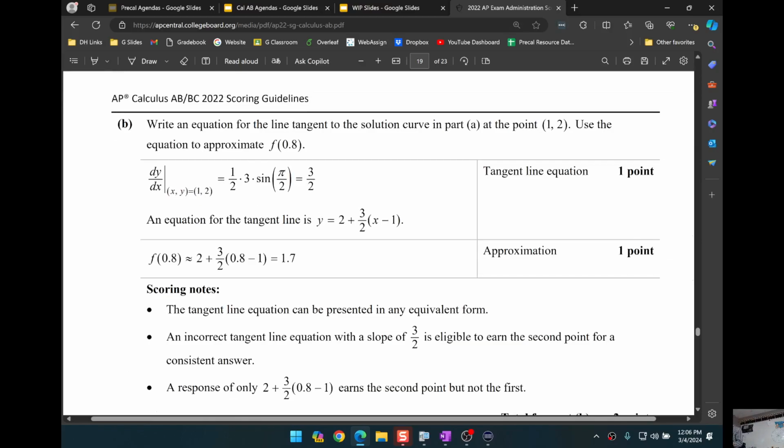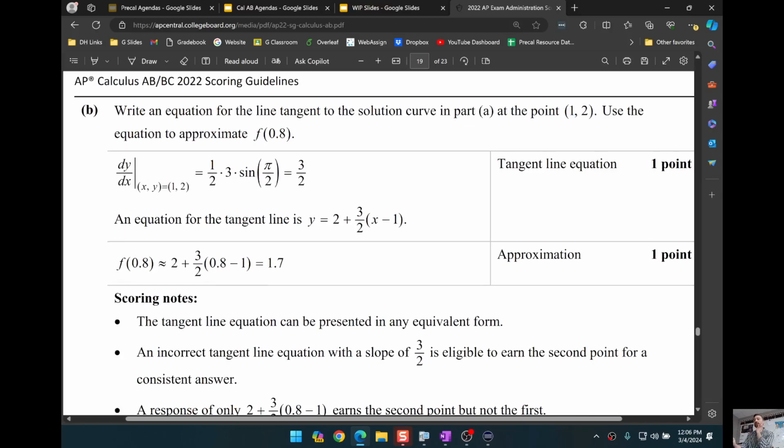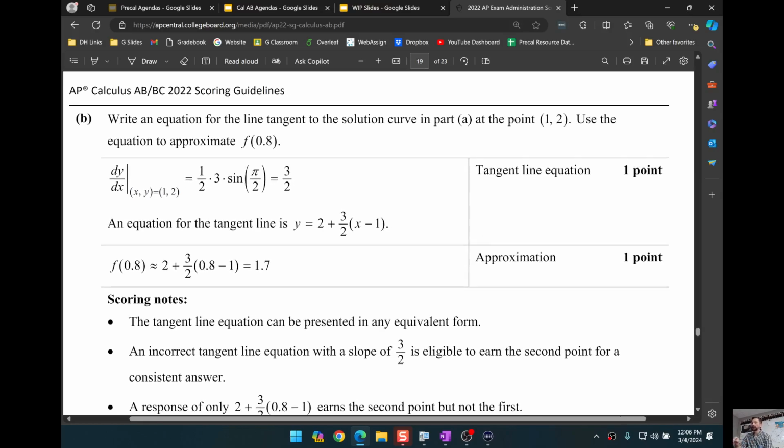Okay, for part B, this one isn't necessarily in this unit, but it's something we've talked about. So they gave 1 point if you made a tangent line equation. So here would be one form of it. I probably would have the -2 on the other side instead of over there. But if you have something equivalent to this for your tangent line equation, you get a point. And if you estimate f of 0.8 to be 1.7, you got a point.